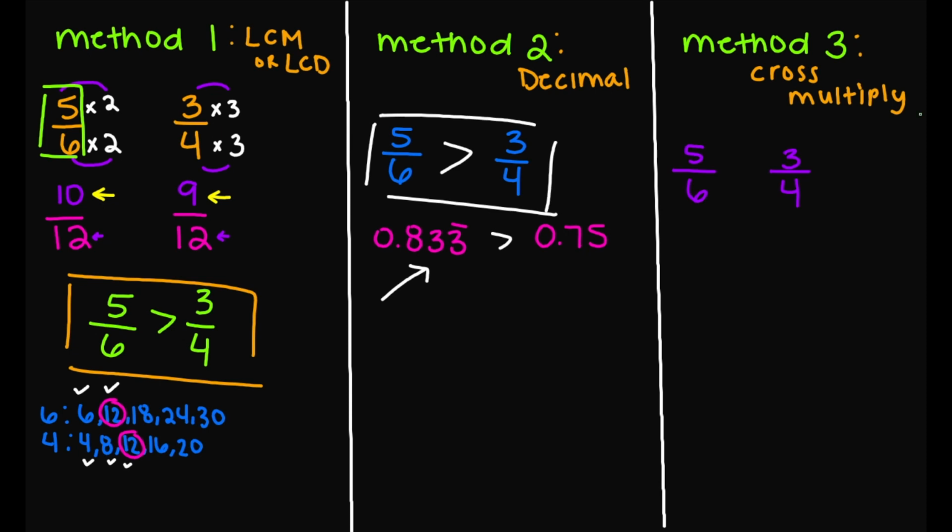The next method that we have is to cross multiply. So if I cross multiply 4 times 5, this is going to give me 20. And then 6 times 3, this is going to give me 18. If I compare my 20 and my 18, you're going to see that your 20 is larger. So we know that 5 over 6 again is greater than 3 over 4.